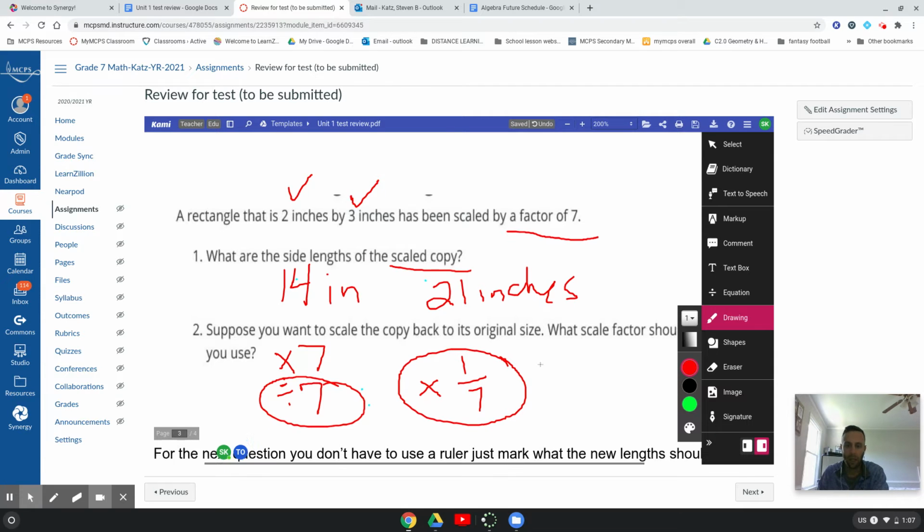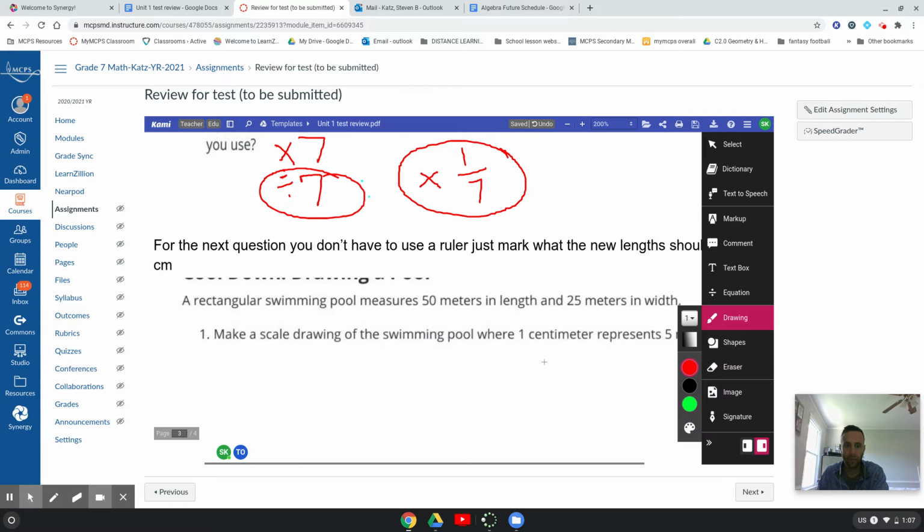Okay, next. For the next question, don't use a ruler. Just mark what you would do with that. Hold on one second, guys. I'm trying to move this around so you can see the whole question.